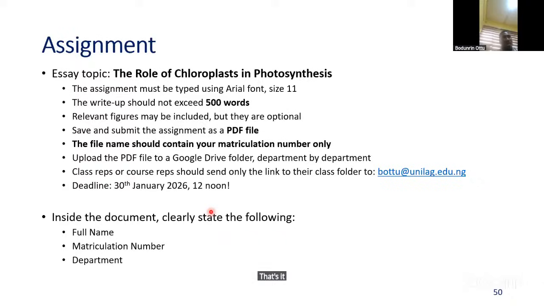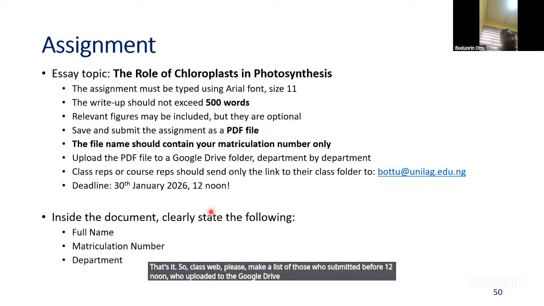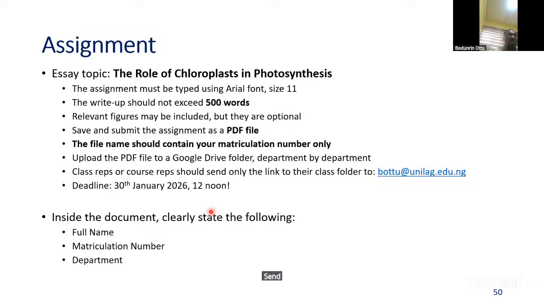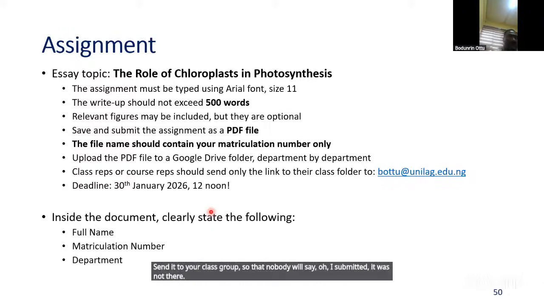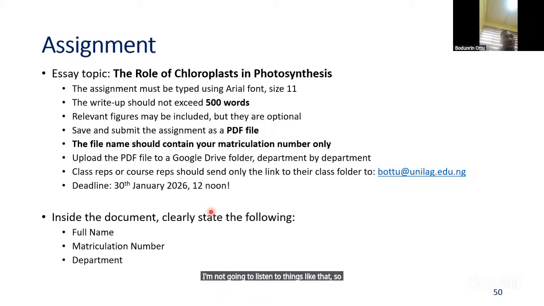So class reps, please make a list of those who submitted before 12 noon, who uploaded to the Google Drive folder before 12 noon. Send it to your class group so that nobody will say, oh, I submitted, it was not there. I'm not going to listen to things like that. So you have 2 weeks to do this assignment.